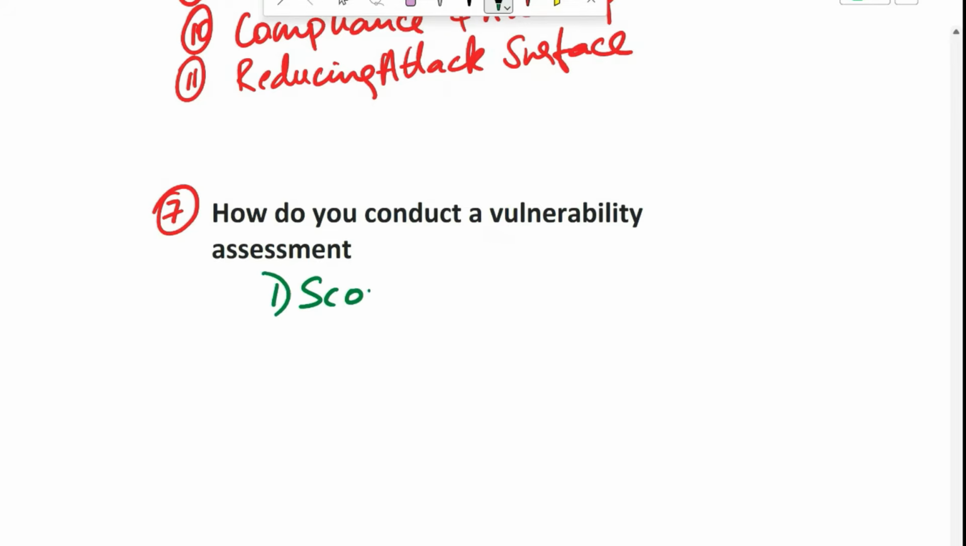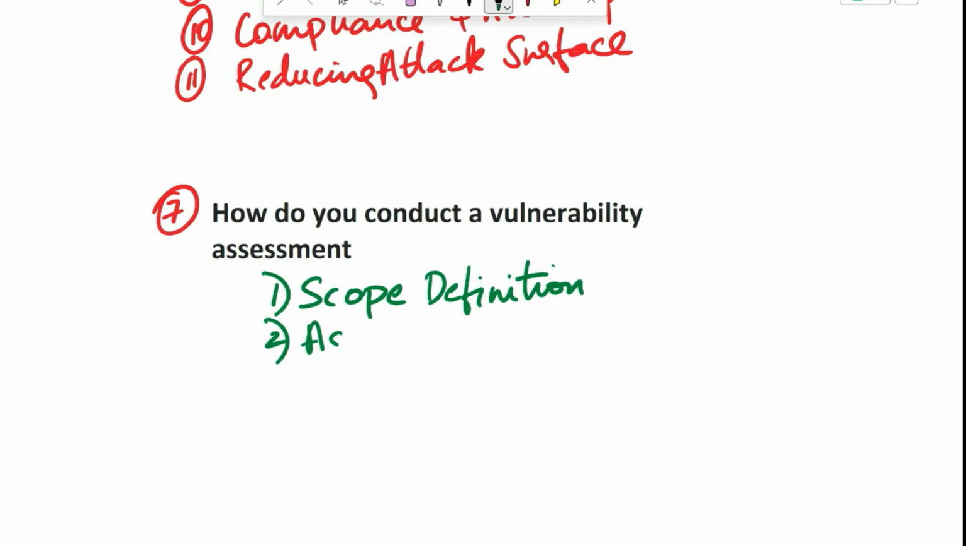First step is scope definition. Define the scope of the assessment, including the assets, systems, applications, and network segments to be assessed. Determine whether the assessment will cover external facing systems, internal facing systems, or both.